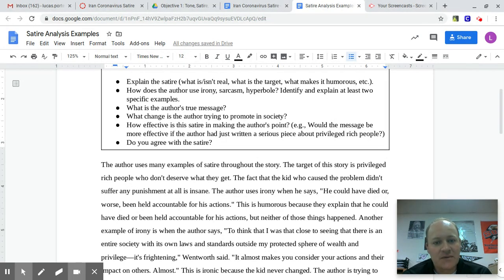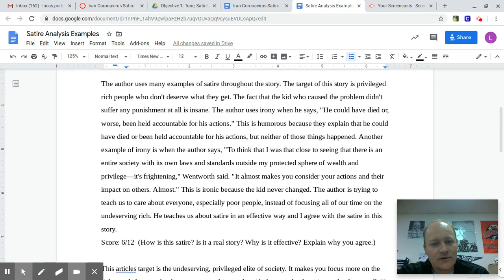Some of you explained that. Some of you just said, this was very effective, and then moved on. That doesn't explain anything to me. That's just giving a BS answer real quick. Do you agree with the satire? If you just say, yes, I do, that doesn't give me anything either. I need to know what you're thinking here.